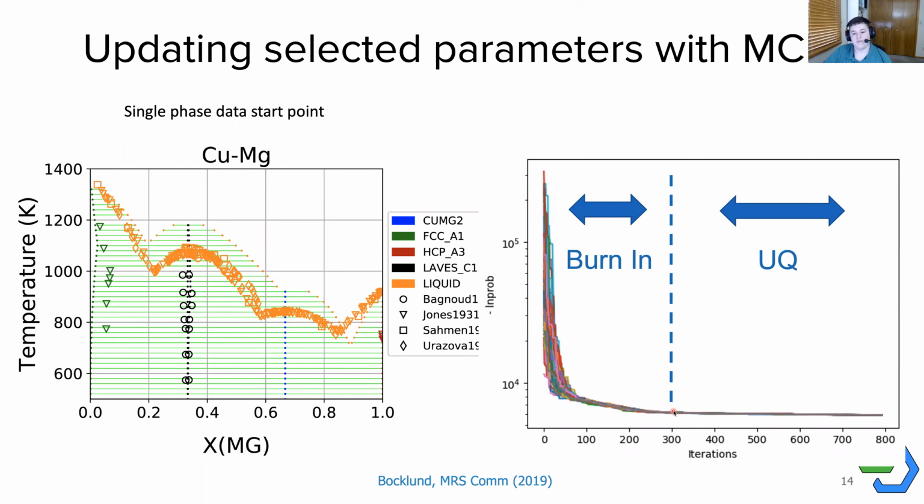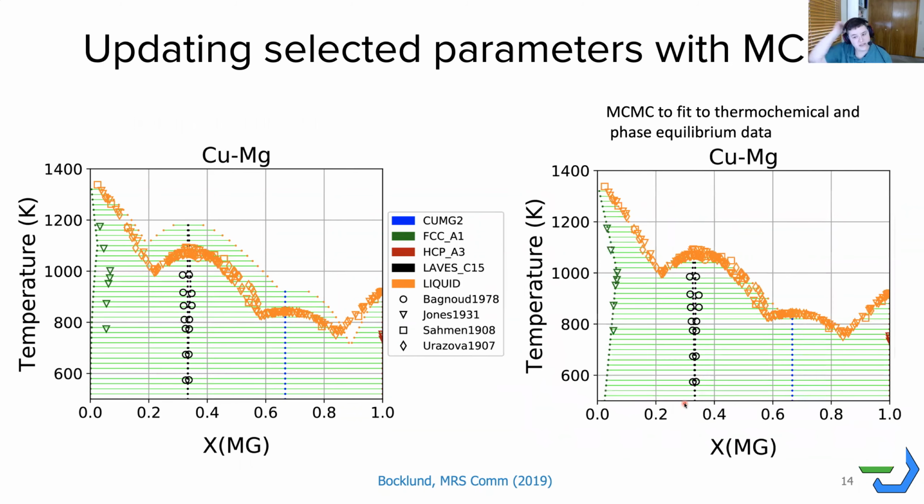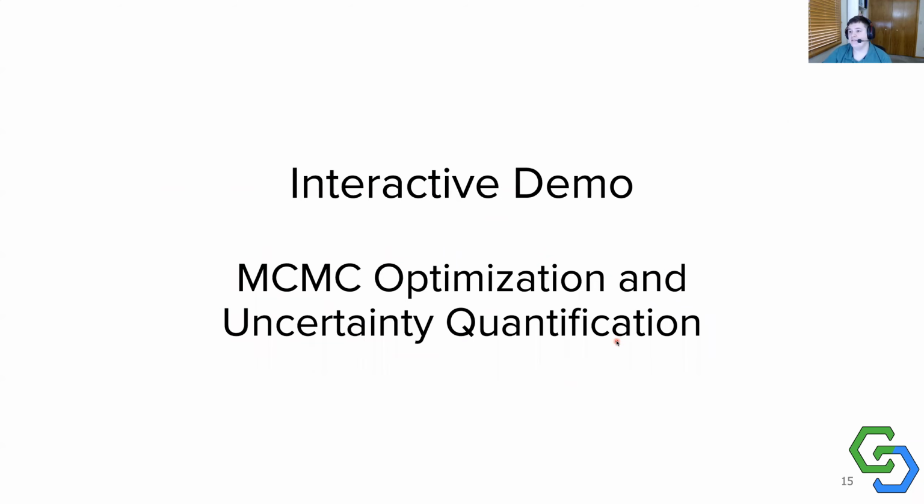And so once the likelihood isn't decreasing much, then you enter this uncertainty quantification phase where you're sampling the posterior probability in the neighborhood of whatever the mode or modes are of your parameters. So if you do this for copper magnesium, you can get this phase diagram at the end, according to our work in 2019. So you can see that again here the agreement is much better. And so with that, if there's not any questions here, I will go ahead and transition into the demo.